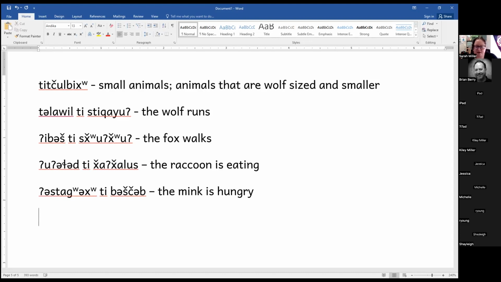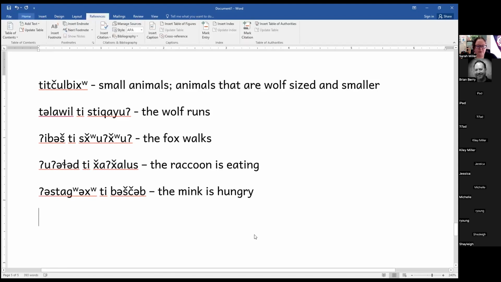I don't think we're going to get up to all the animals on this list, but I'm going to get through as many as I can, and the rest we can do Thursday.